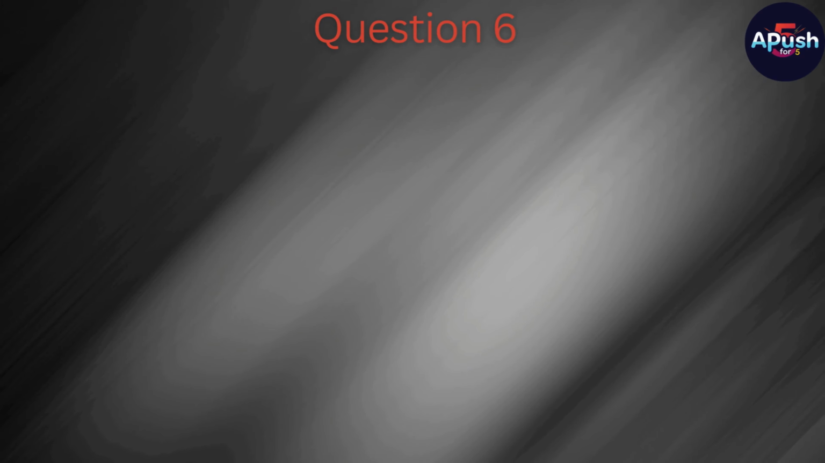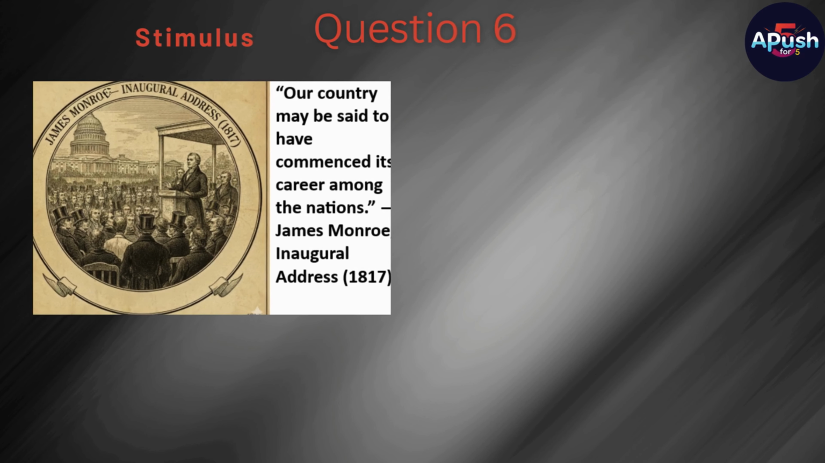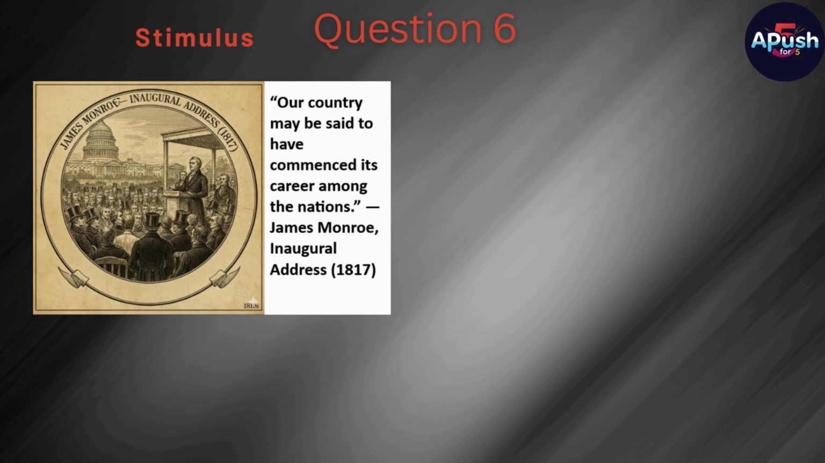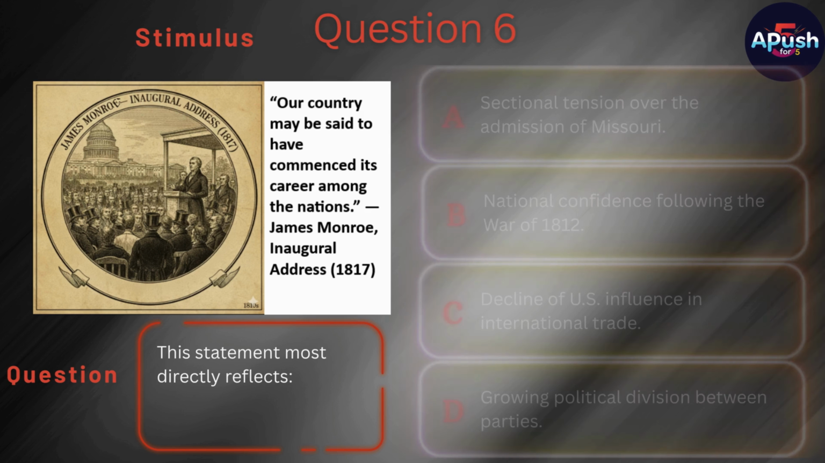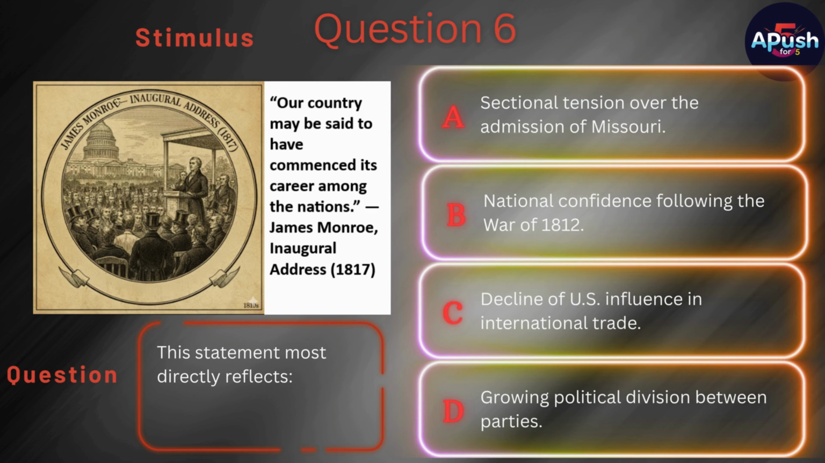Question 6. Stimulus. Our country may be said to have commenced its career among the nations. James Monroe Inaugural Address, 1817. This statement most directly reflects A. Sectional tension over the admission of Missouri. B. National confidence following the War of 1812. C. Decline of U.S. influence in international trade. D. Growing political division between parties.